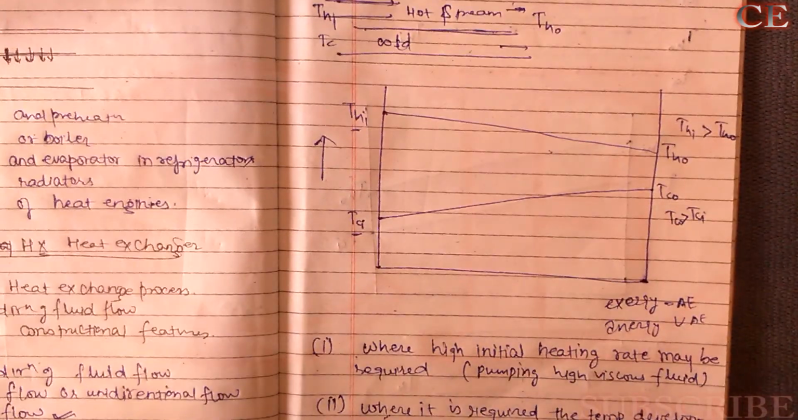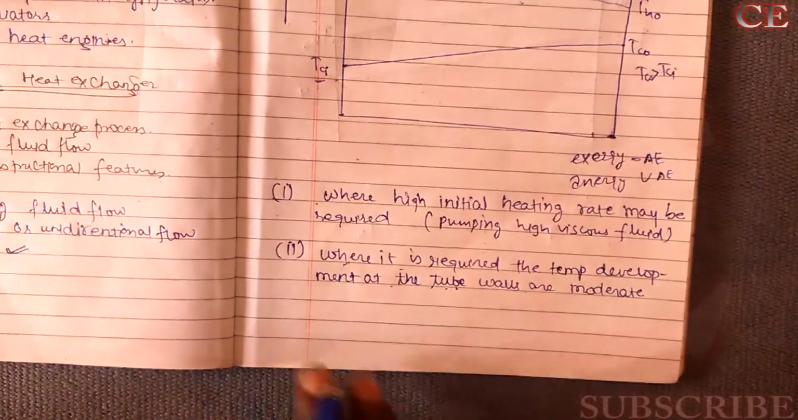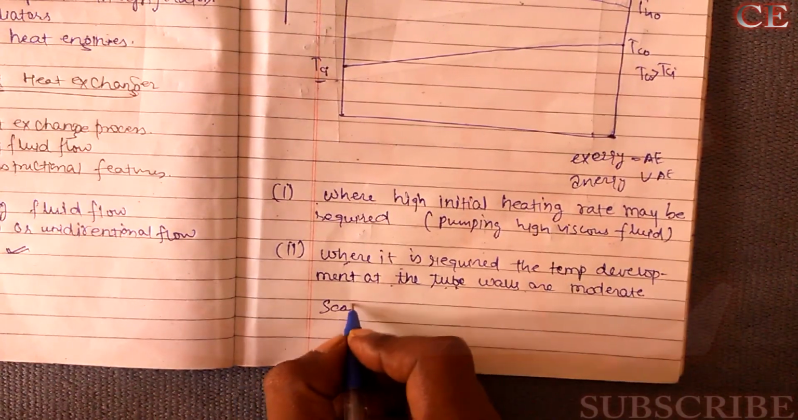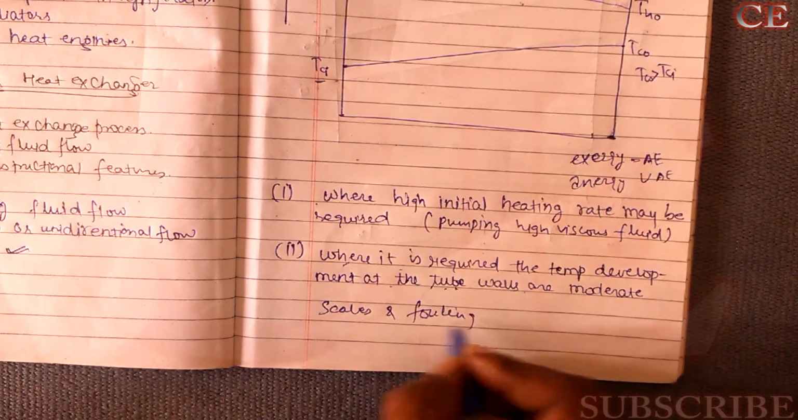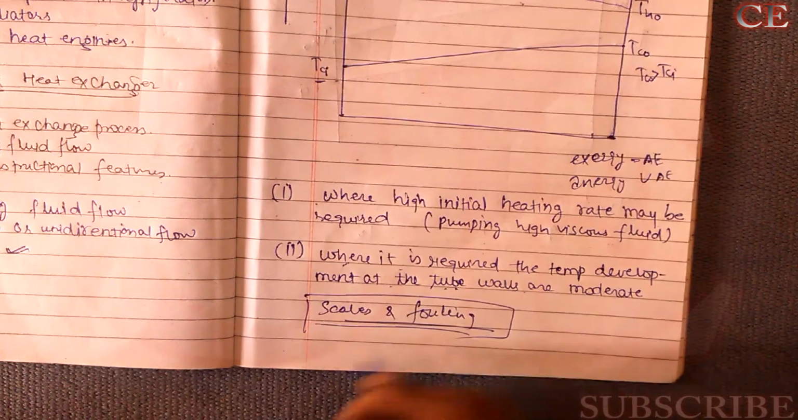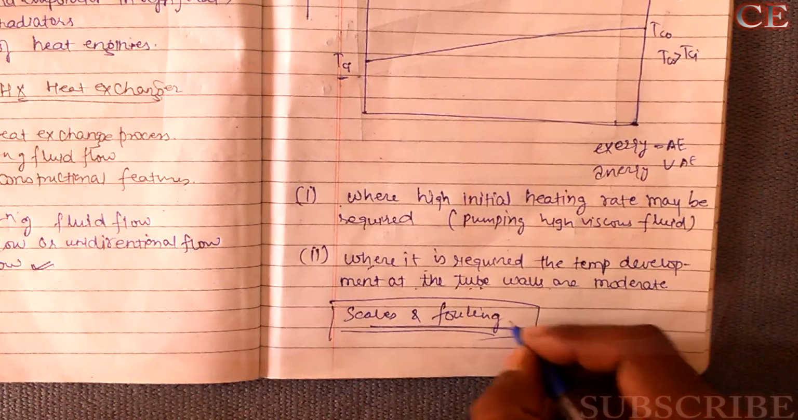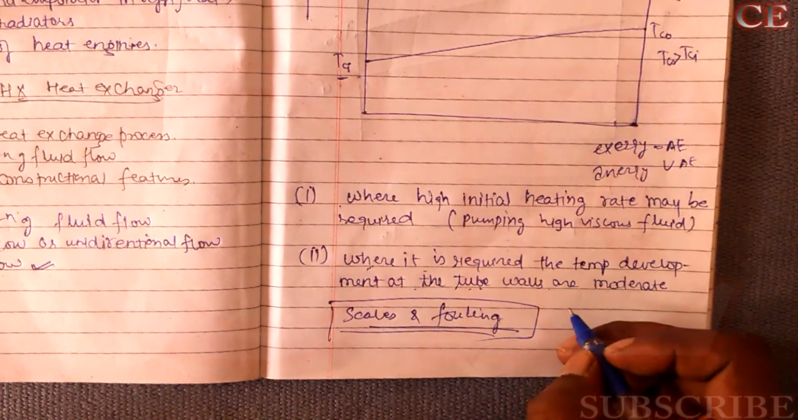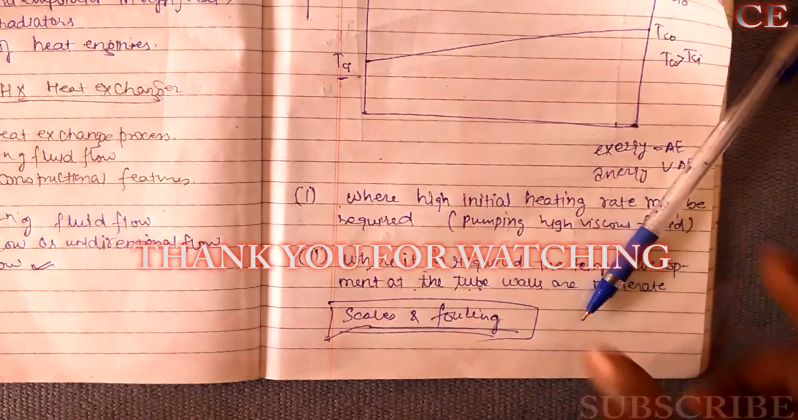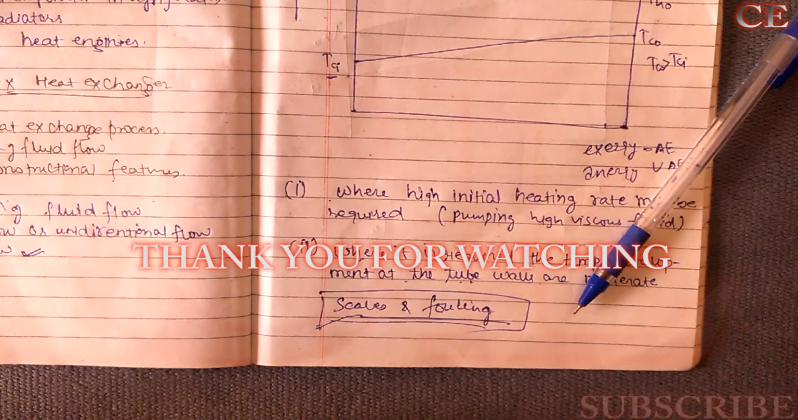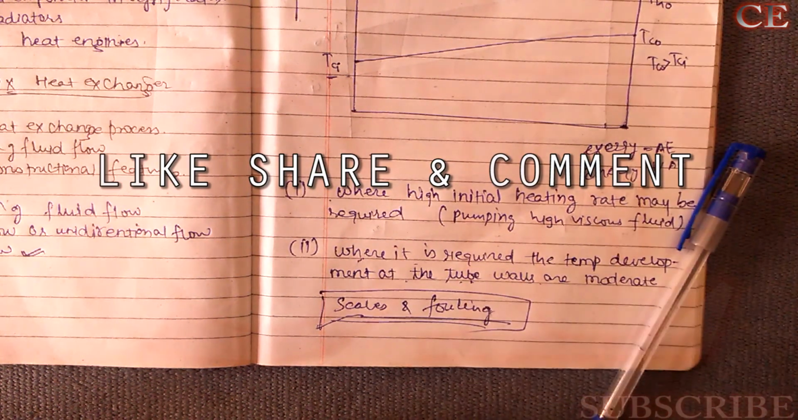parallel flow heat exchangers. There is one more benefit: there is a small amount of scaling, and fouling is also reduced. These are the two effects of heating water or other fluids that harm the pipes. So where the tubes are sensitive to the fouling effect, we use parallel flow heat exchangers.